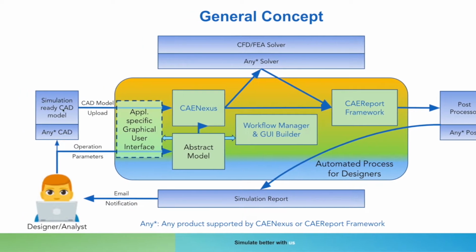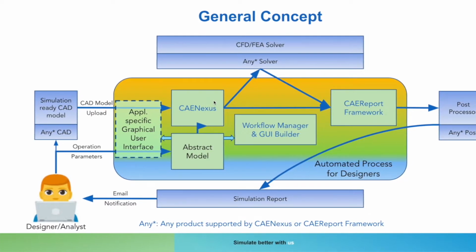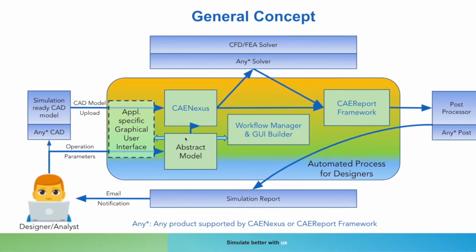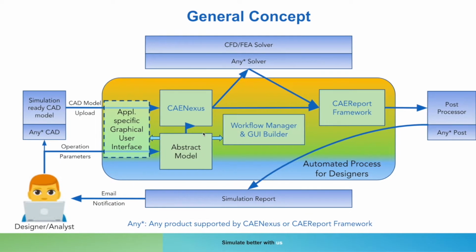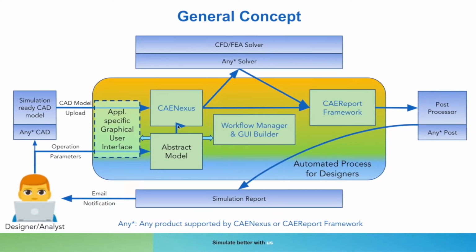It will start with a simulation-ready CAD model, which is a basic CAD model that's informed by some simple text strings coming from the abstract model, string parameters that are attached to the CAD model. Now, a user will upload that CAD model through, in our case, ESA, which is a browser-based web app, and it'll automatically integrate with CA Nexus, which will take that model together with the abstract model, which is where all the physics is captured in a geometry-independent way that can be reused multiple times.